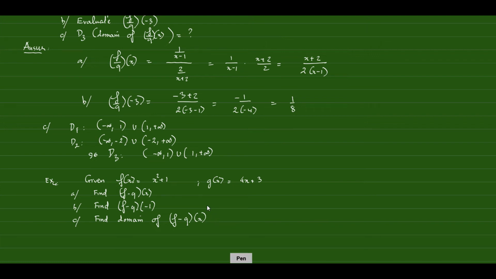In interval notation. Okay. All right, let's go ahead. Let's try that one. And if you have a question, just send me the message. Okay.